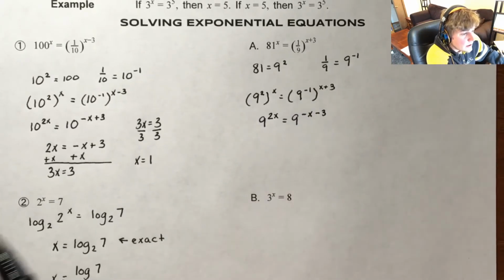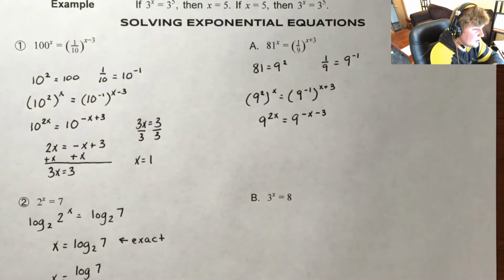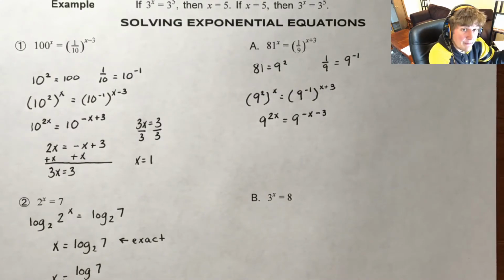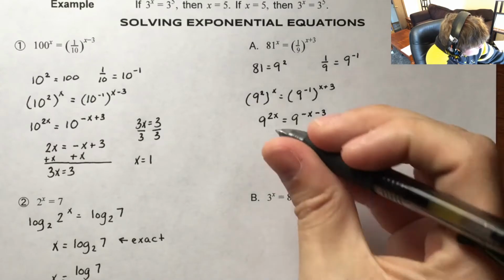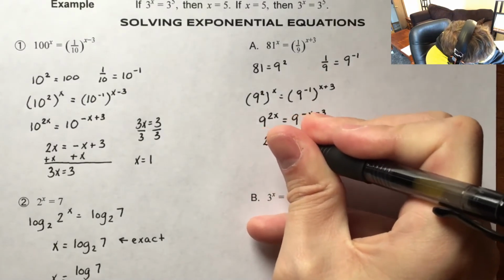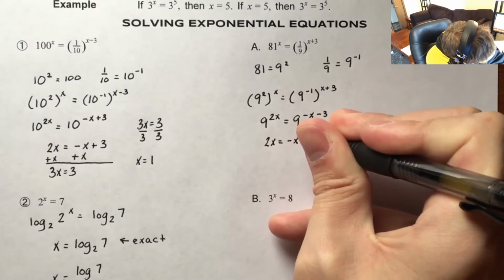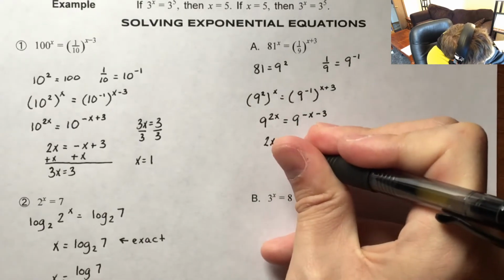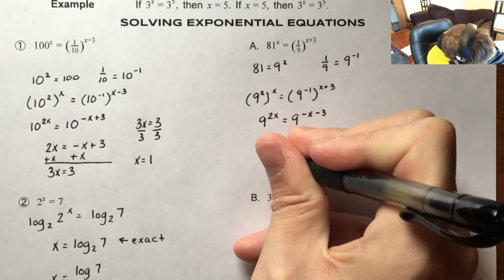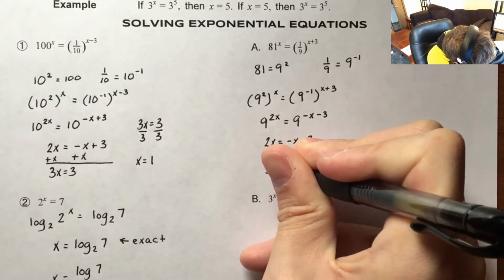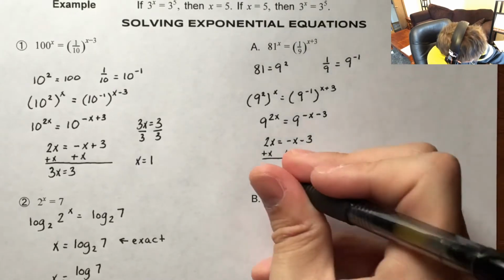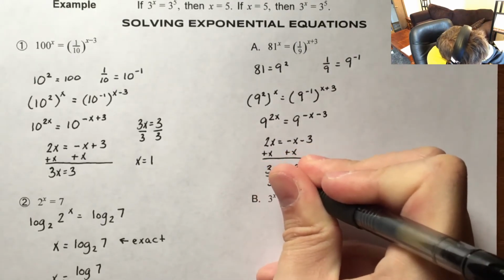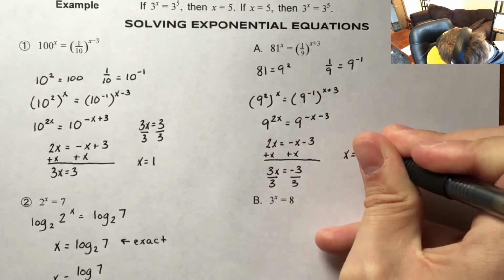Okay, so then at this point, we don't even really need to concern ourselves about those bases anymore, because I know that since the bases are the same, the exponents are going to have to be the same if they're going to be equal. So I need to know that 2x is going to be equal to the opposite of x minus 3, and then just do some algebra to solve. In this one, I happen to get that 3x is equal to negative 3, and then when I divide by 3, I know that x is going to be equal to negative 1.